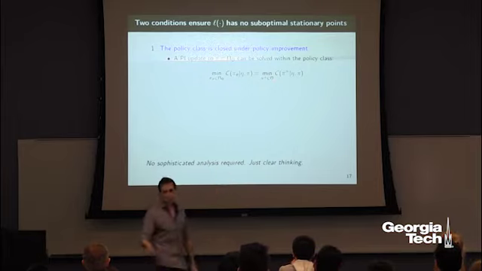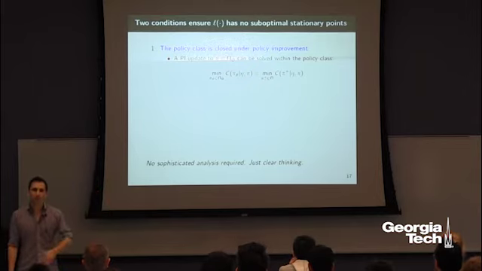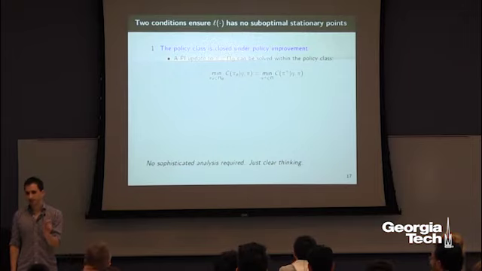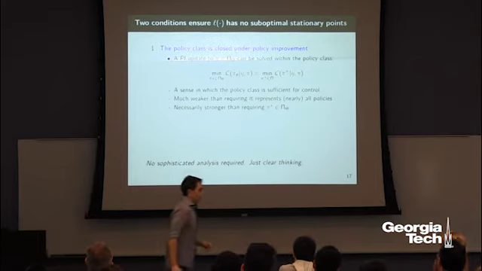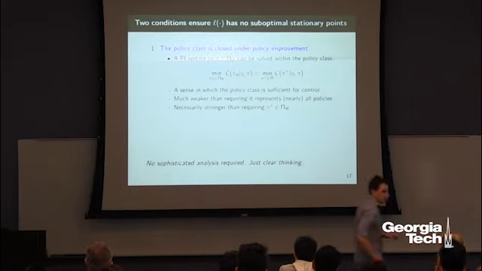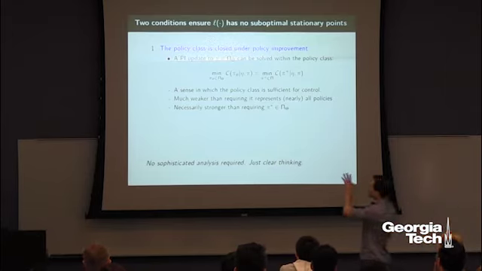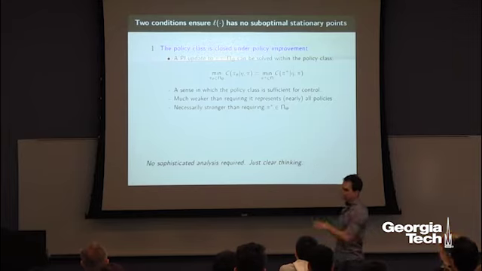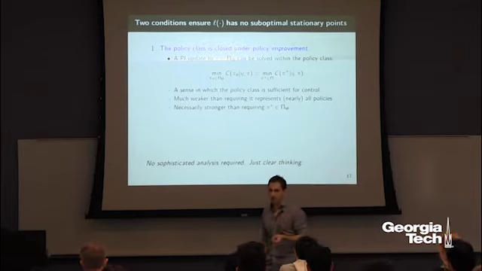Our condition is that you could solve that just as well by solving that one period problem within the policy class. All right. So I think this is really the key condition in the work, and the second one is maybe secondary. Okay. So what is this? This is a sense in which the policy class is sufficient for the control objective.